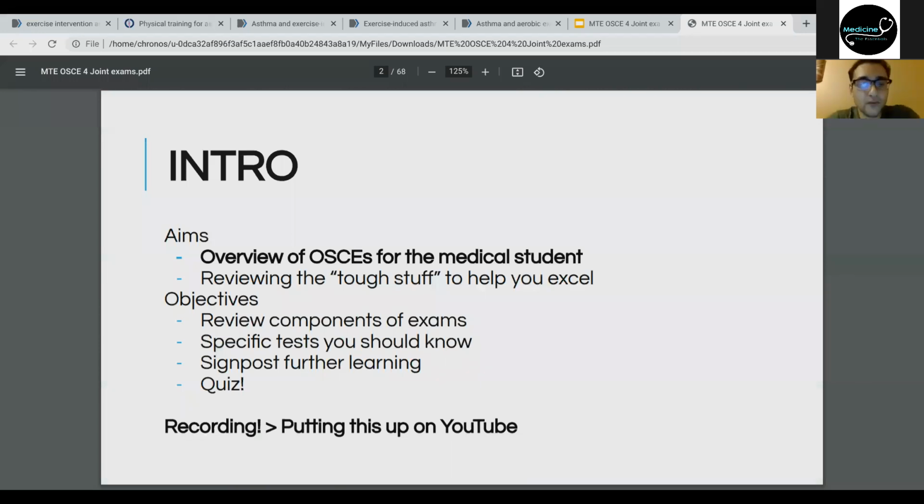So just an overview of what we're going to do today. We are going to look over the basics of doing any joint exam in an OSCE. We're going to go through the specific details which are going to take you from a good candidate to a very good candidate and above. We're going to go through specific information that you need to know for each exam and give you some links and other places you can get some additional learning resources, and we'll have a little quiz at the end.